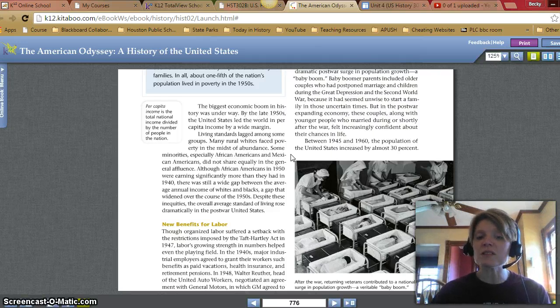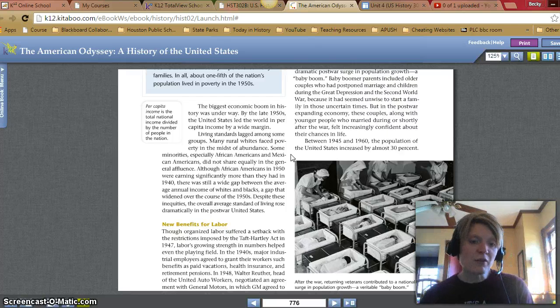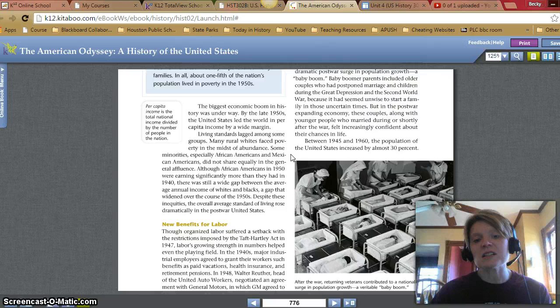Although African Americans in 1950 were earning significantly more than they had in 1940, there is still a wide gap between the average annual income of whites and blacks, a gap that widened over the course of the 1950s. Despite these inequities, the overall average standard of living rose dramatically in the post-war United States. Now let's read this excerpt here.